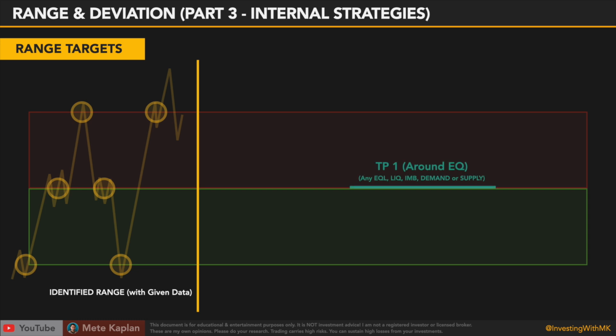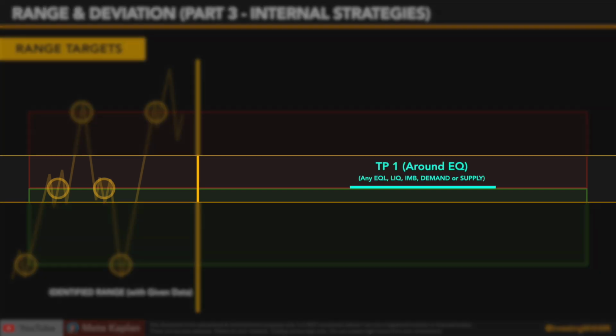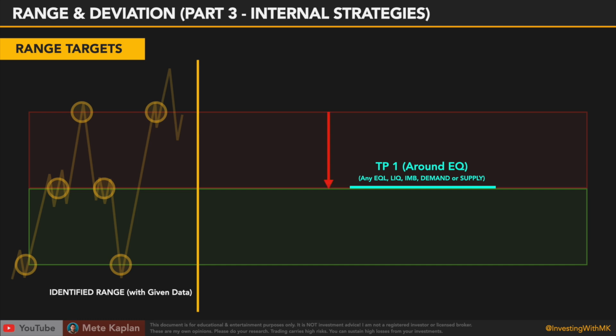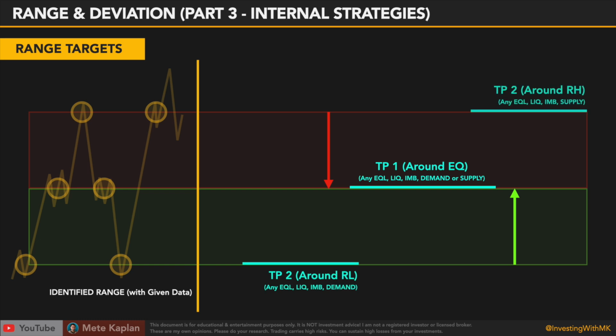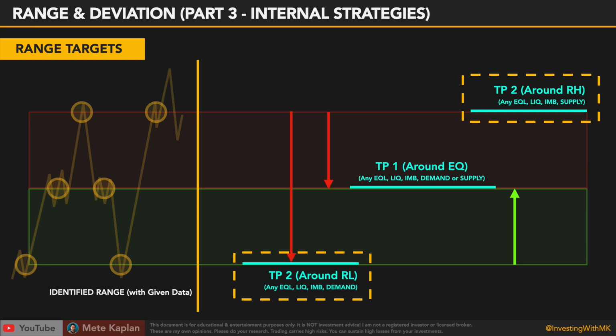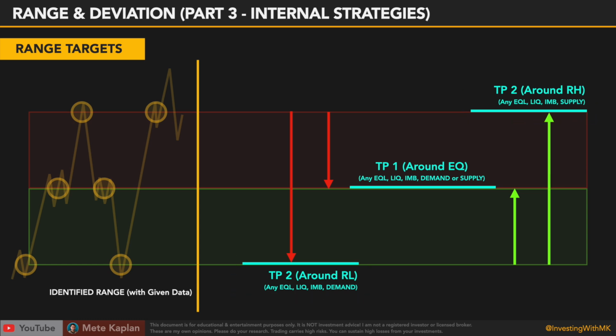Our first TP point is obviously the EQ area. However, we do not blindly take the profit here. We are looking for a possible reaction zone, such as an imbalance, liquidity hunt, or fresh supply and demand areas. Our second TP points are generally the range high and low zones. Again, same principles. Any liquidity to take, any imbalance to fill, any fresh supply or demand area to react, such as order blocks, imbalances, SR flips, mitigation blocks, and others.